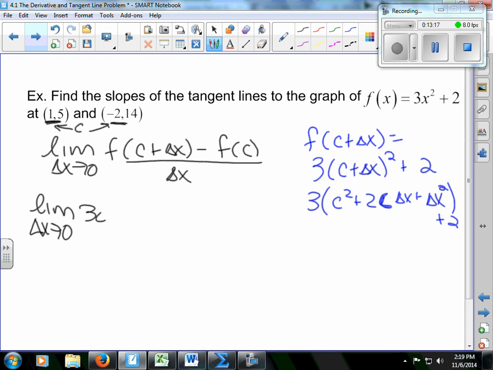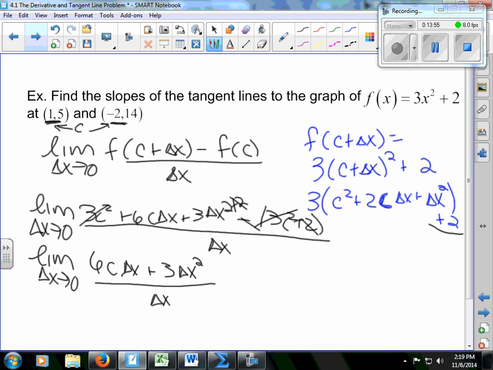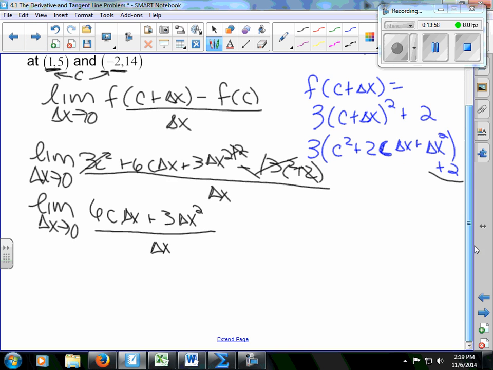We get 3c squared plus 6c delta x plus 3 delta x squared minus, and then if I plug c in, I'll get 3c squared plus 2. Don't forget to distribute the negative here. Getting messier here. Okay, 3c squared minus 3c squared. I forgot the plus 2. See? It's supposed to be here. Plus 2 minus plus 2. And I'm only left with 6c delta x plus 3 delta x quantity squared over delta x.